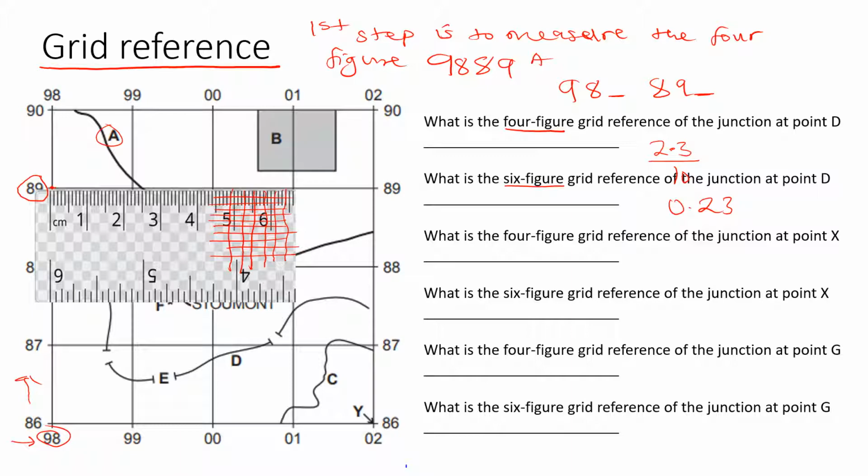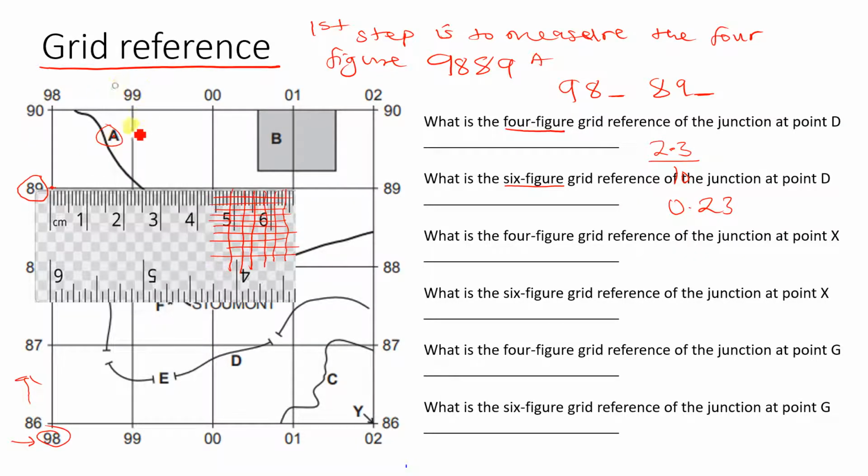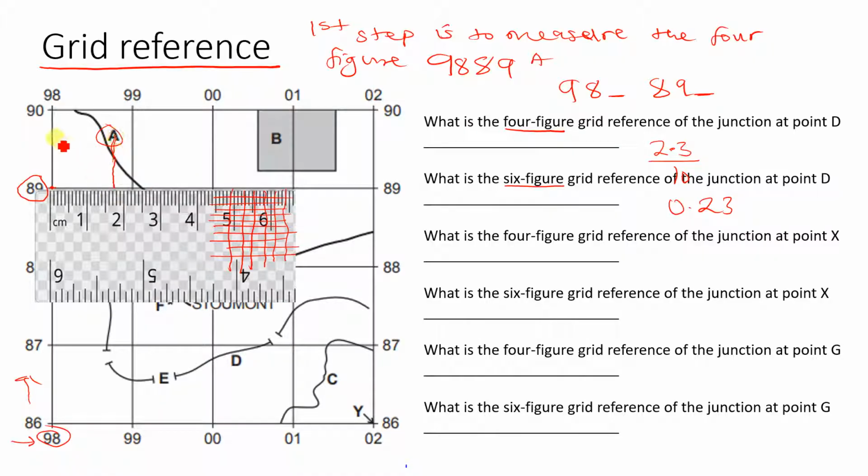So what you need to do is measure the distance from A here. A is here. So draw a straight line from A down to this axis here. Make sure it's very straight. And another straight line here, and see where both of them meet.